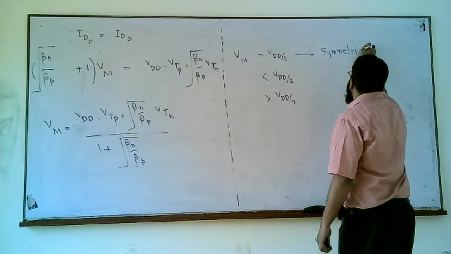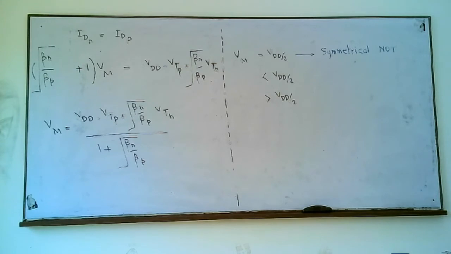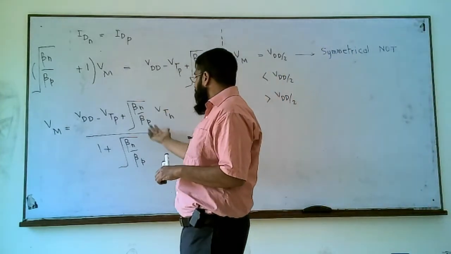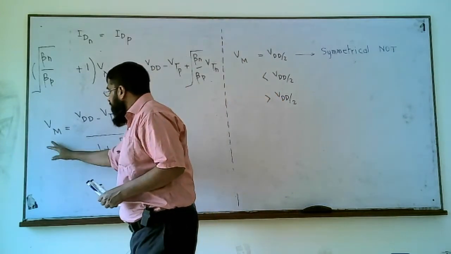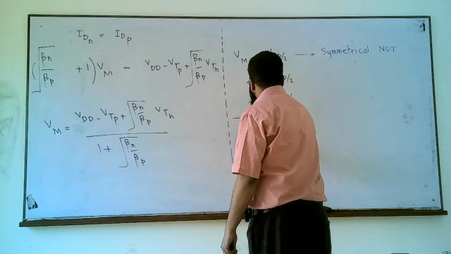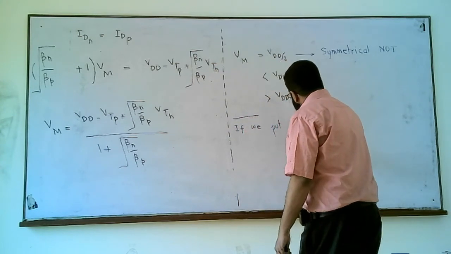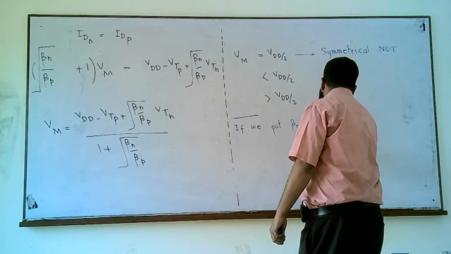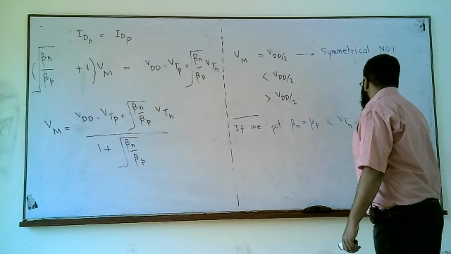If it is exactly equal to VDD by 2, we call that inverter a symmetrical NOT. And how would it be VDD by 2? In this given expression, one can very easily tell when VM will be equal to VDD by 2. If we put beta n equal to beta p and VTN equal to VTP.